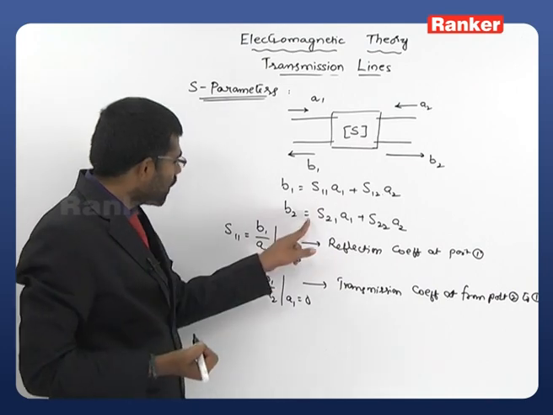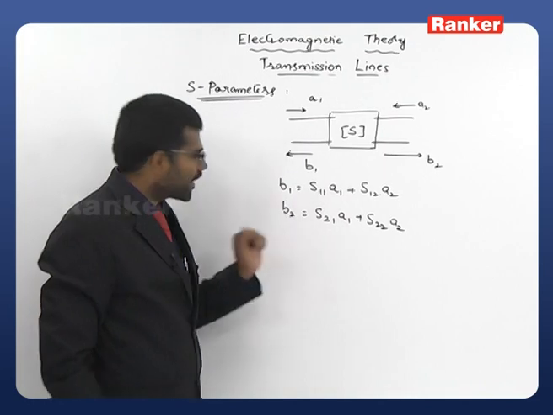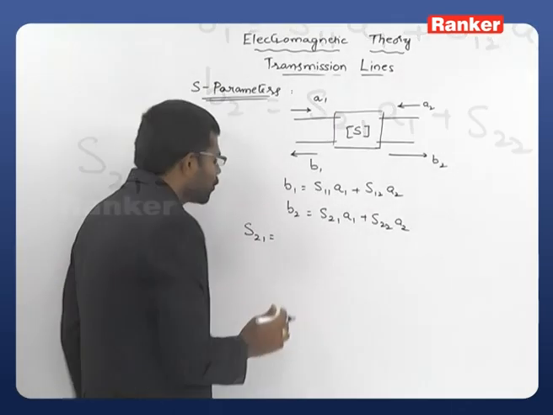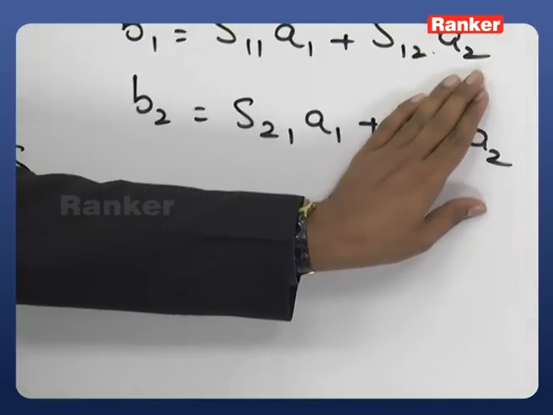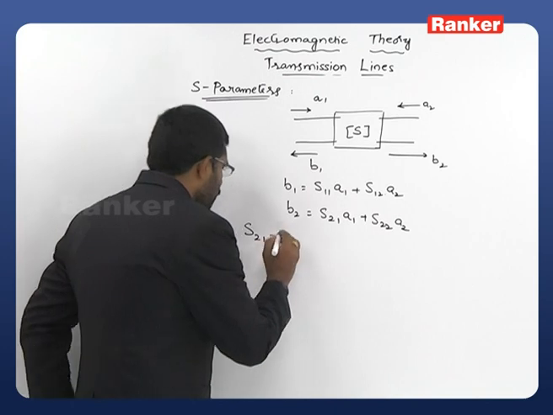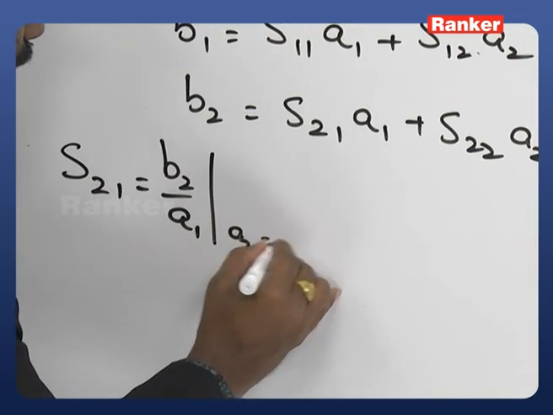Similarly, you can examine the second equation also. We'll examine that one. Now come to the second equation. In the second equation, you can observe S21 initially. So S21 is equals to, for this S21, just you close this one, what you will get is B2 by A1 at A2 is equals to 0. So simply it is B2 by A1 at A2 is equals to 0.